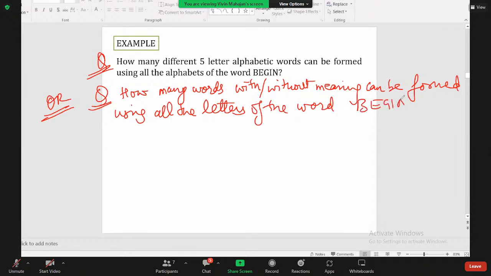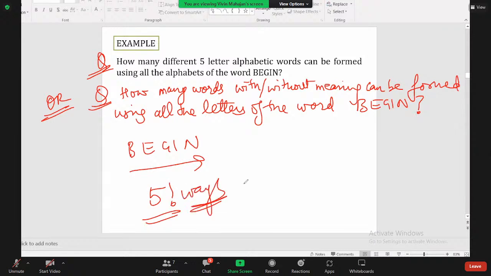Both of the questions mean the same thing, but obviously the language of the question is different. So just be conscious about it. How many words with or without meaning can be formed using all the letters of the word begin? Or how many different 5-letter alphabetic words can be formed using all the alphabets of the word begin? Basically, the idea is begin has B-E-G-I-N, so it has 5 letters. So how many rearrangements can be formed for these 5 letters? So simply we can say 5 different things can be arranged on a straight line in 5 factorial ways, and that will become the answer to the question. Simple, straightforward.